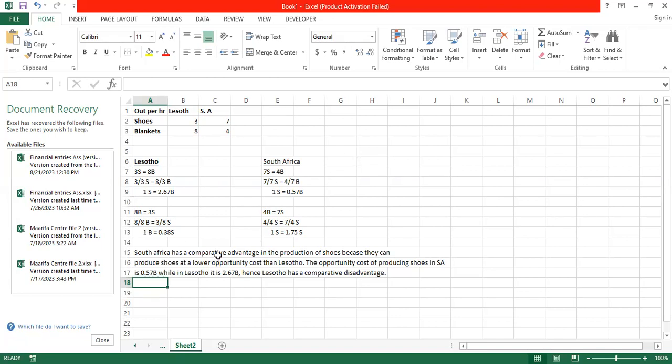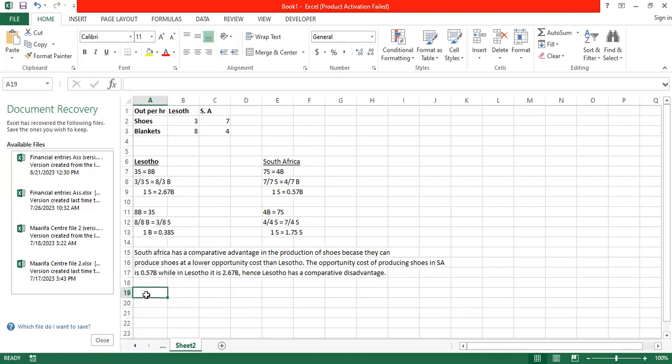First of all, who has the comparative advantage in what again, right? So, as we have already pointed out, South Africa has a comparative advantage in the production of shoes, right? Why? Because they can produce shoes at a lower opportunity cost. So, if we wanted to phrase it differently, South Africa has a comparative advantage in the production of shoes, while Lesotho has a comparative disadvantage in the production of shoes, right? And then you can go on to say this is because South Africa can produce shoes at a lower opportunity cost than Lesotho. Then you can get all the marks there.